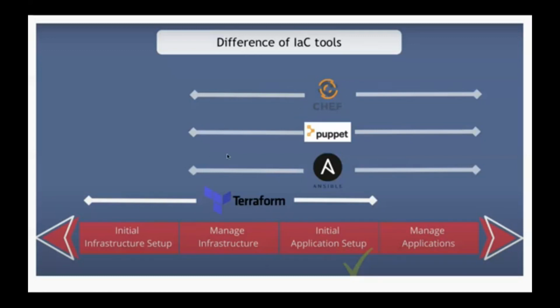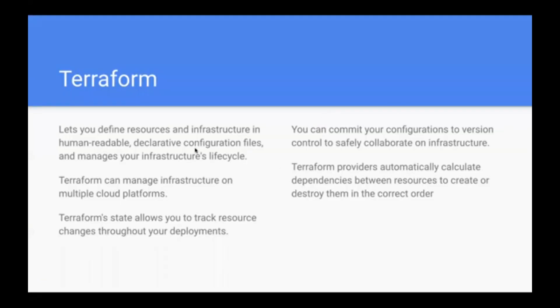So generally, most organizations use a combination of Terraform and Ansible, and in that way they are able to achieve all the 4 steps from initial infrastructure setup to application management level. So these are the common differences between the infrastructure as code tools. Moving forward, coming on to Terraform.